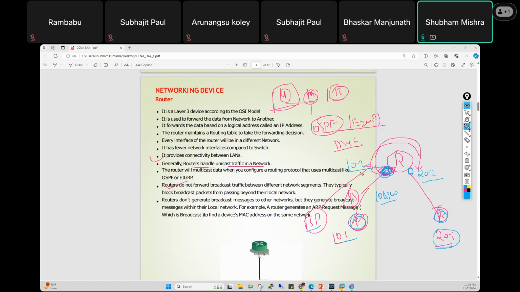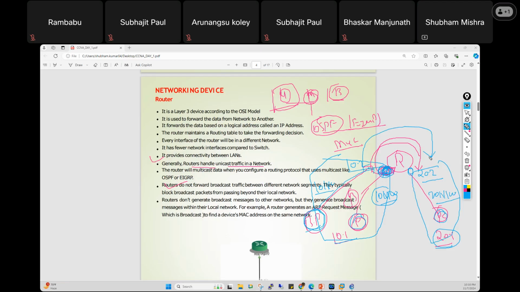And this interface belongs to the 10th network. It means we can say this complete part belongs to the 10th network, and this complete part belongs to the 20 network. So the rule is, this packet is a broadcast packet. So when router receives the broadcast packet on any interface, router never forwards that packet to the next network or by the next interface. Getting my point? That is the rule of router.